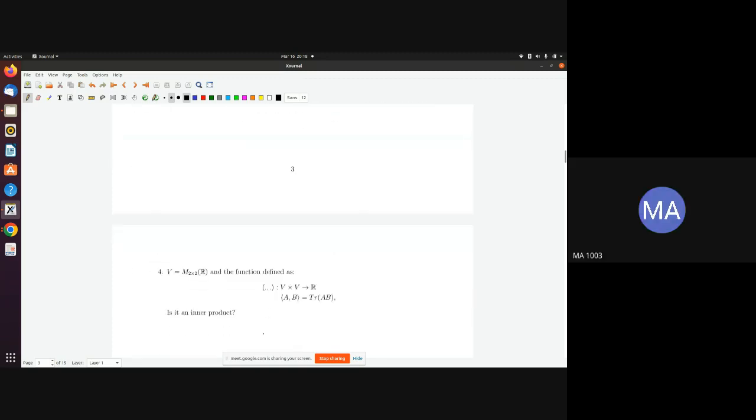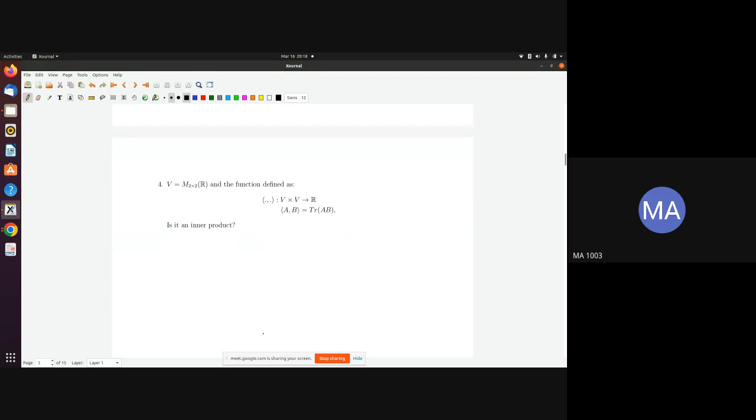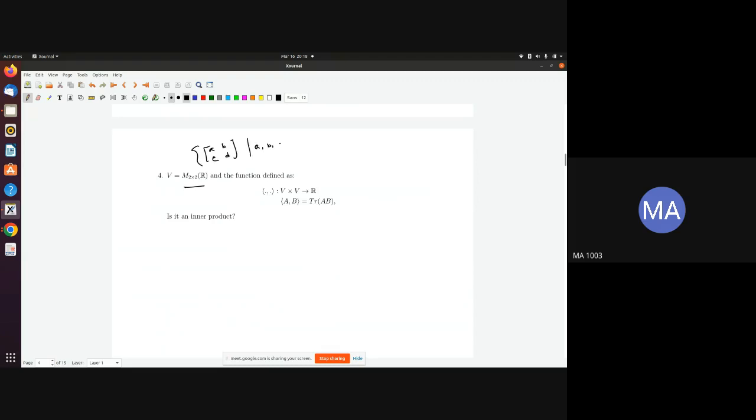So this is one small example. This is another one which I think you have done. Is it a vector space? So here my vector space is M2x2(R), basically the set of all matrices [A B; C D], where A, B, C, D are real. This is my V. So I have to choose two matrices, A and B. And how is the inner product defined? I should take the product AB and take the trace of it. Is it a vector space?